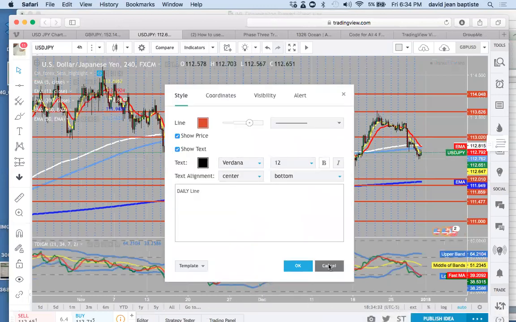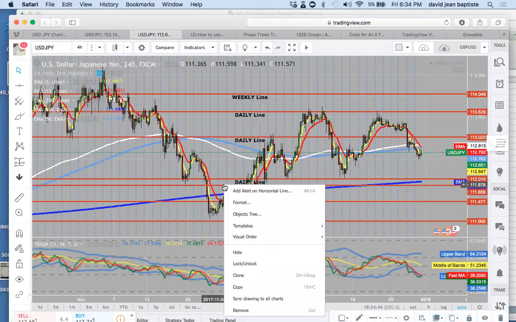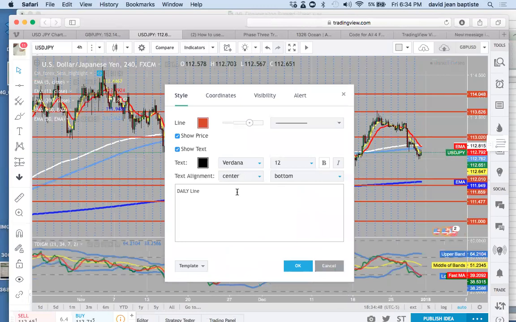All right. Oh, by the way, to change the text on the support and resistance, if you have HP, just right click. But if you have a Mac, just press Control and right click and go to Format and change it within the box. 4 hours, daily, monthly, whatever you want to do. 4 hour line. Okay.